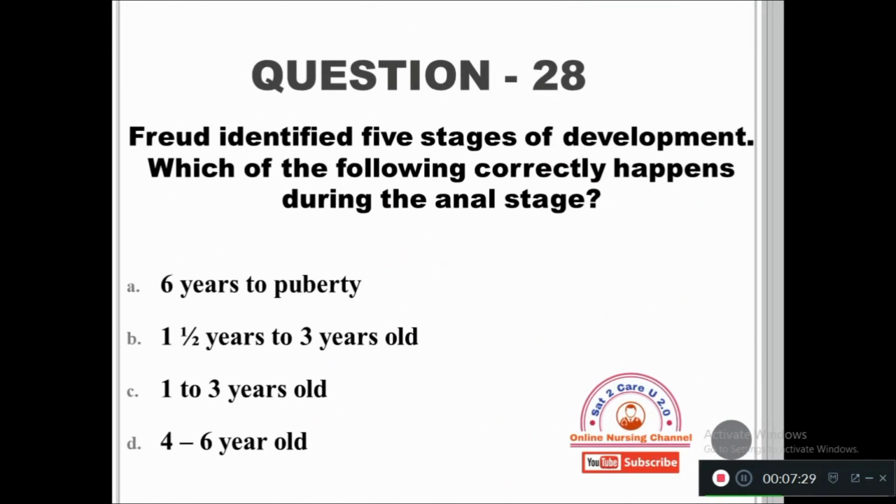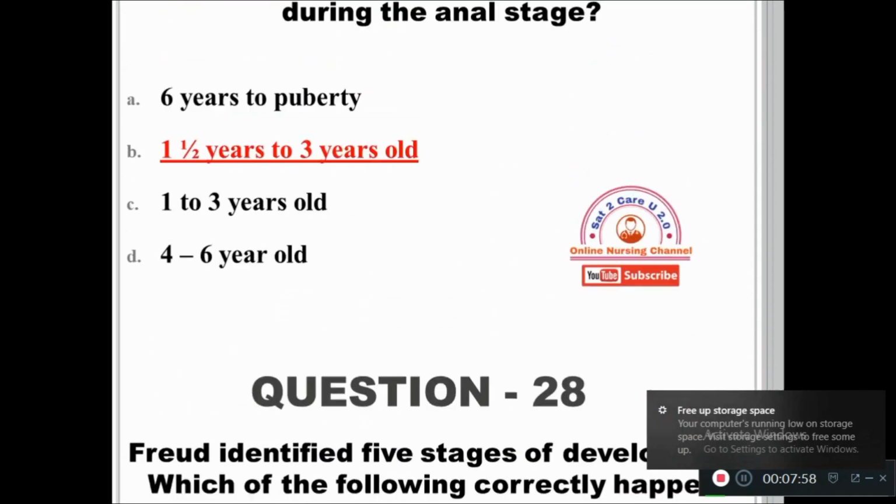Question number 28. Freud identified 5 stages of development. Which of the following correctly happens during the anal stage? Option A, 6 years to puberty. B, 1.5 years to 3-year-old. Option C, 1 to 3-year-old. D, 4 to 6-year-old. So the Freud stages of development you should remember here. The right answer is option B.